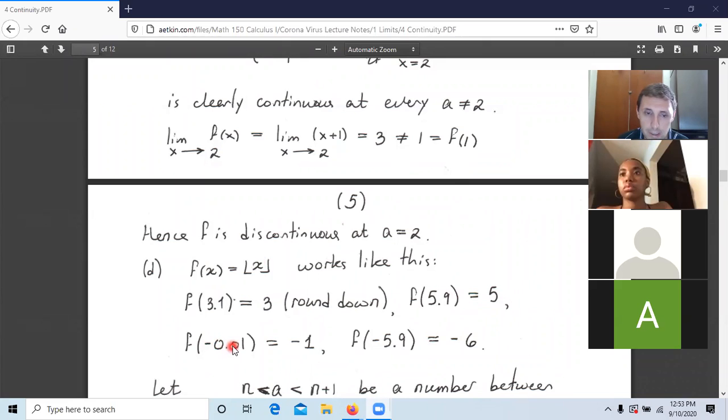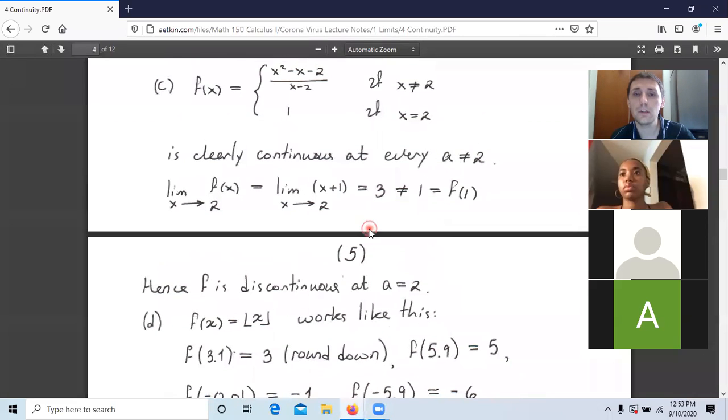F of minus 0.01, the integer below minus 0.01 is minus 1. It's a minus 1. You agree? And the function at minus 5.9, what's the integer directly below minus 5.9? It's minus 6. So you always move to the previous integer from the expression. Good? You understand what this function is doing, guys? Greatest integer function. Make sense?